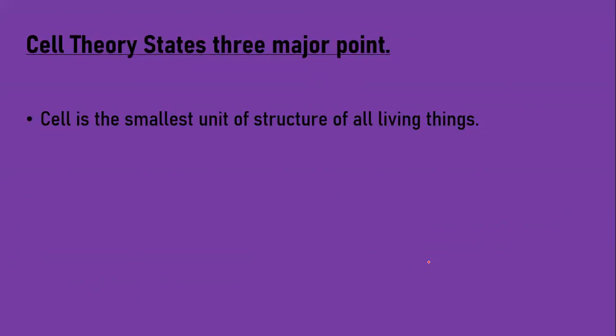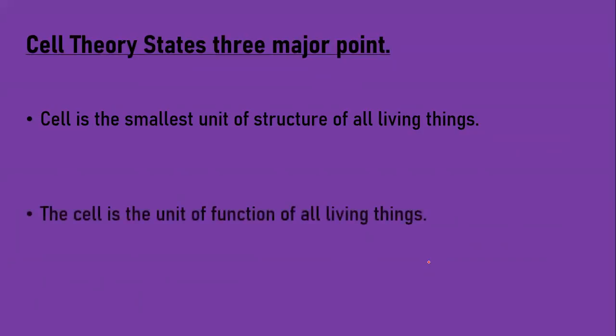Now, if I combine all the three things we have got from the three scientists, we are going to say that cell is the smallest unit of structure of all living things. Cell is the unit of function of all living things, and all cells arise from pre-existing cells. So cell theory is actually all the three points taken into consideration. All these three points are necessary for a cell theory to stick.